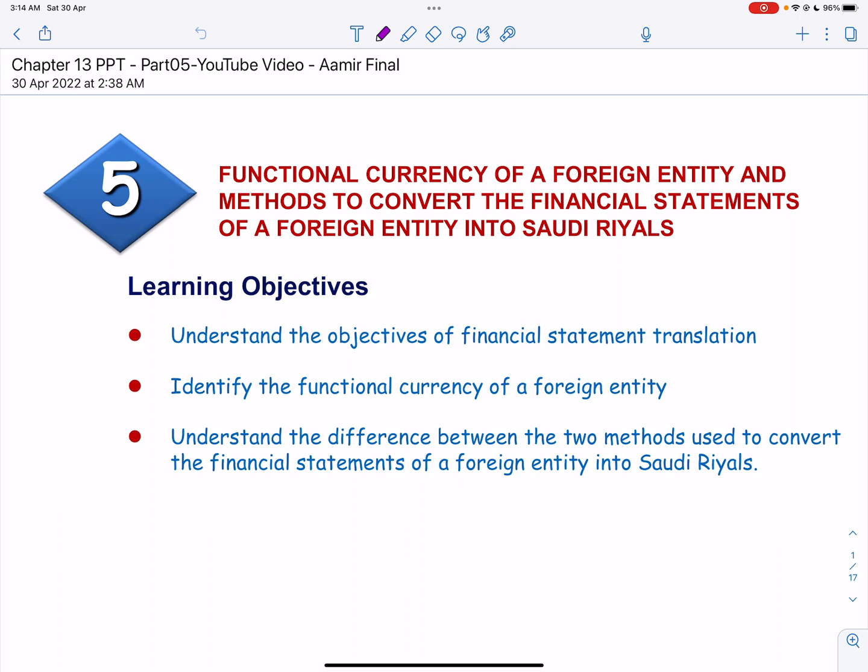And in this session, we will explain the basic concepts on translation of financial statements. We will explain the objectives of financial statement translation. We will explain how to identify the functional currency of a foreign entity. And finally, we will explain the difference between the two methods used to convert the financial statements of a foreign entity into Saudi Riyals.